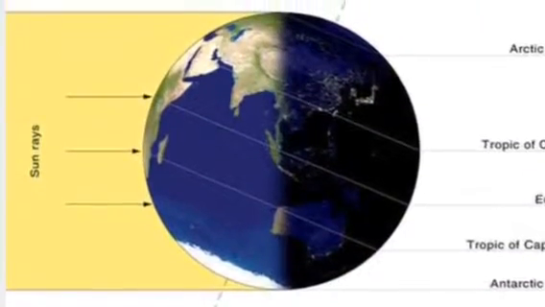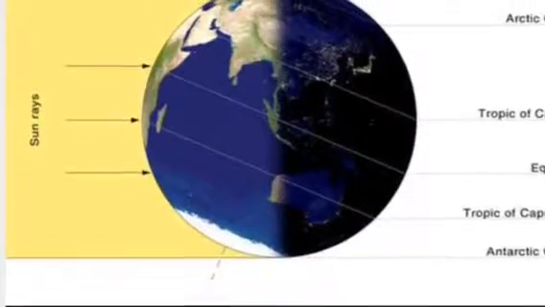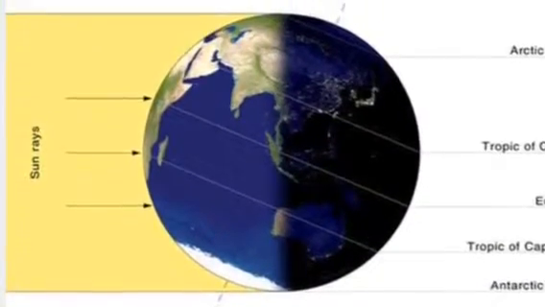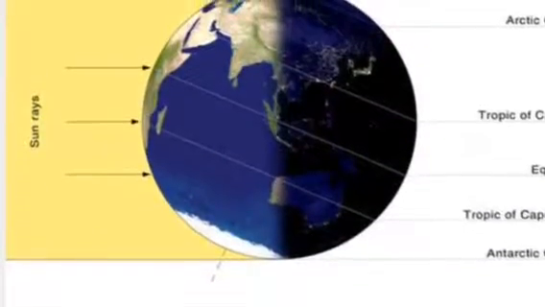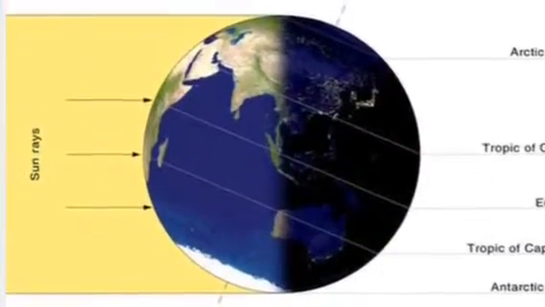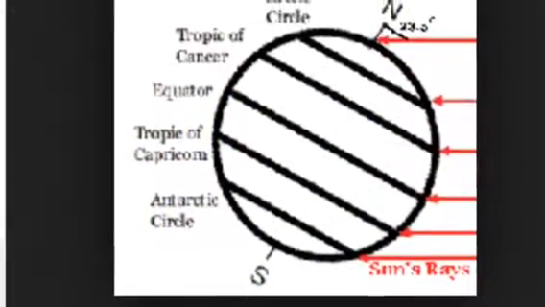You can see that the North Pole is in complete darkness. At the same time, the opposite is true in the southern hemisphere. The South Pole seems to lean towards the sun and is in sunlight. It is the southern hemisphere's summer solstice and the northern hemisphere's winter solstice.